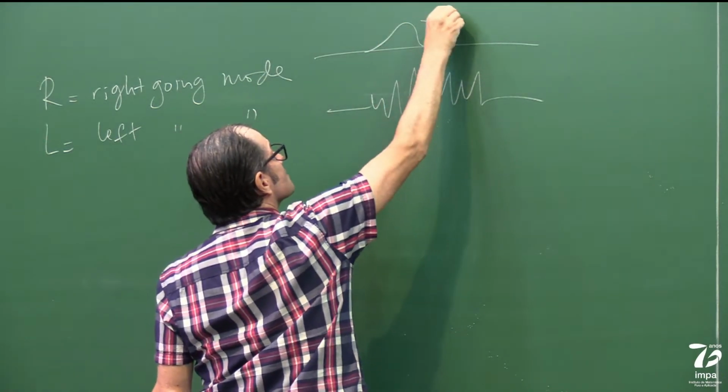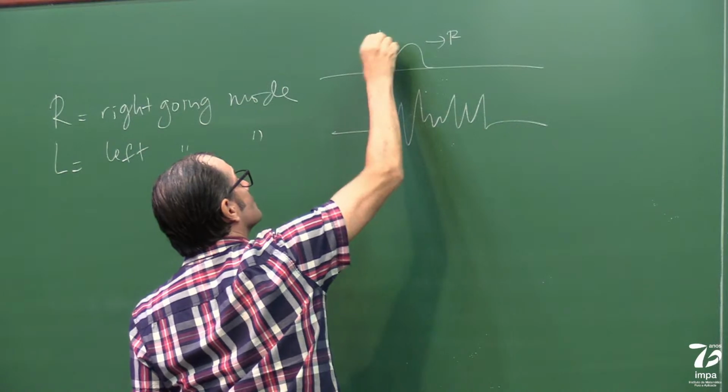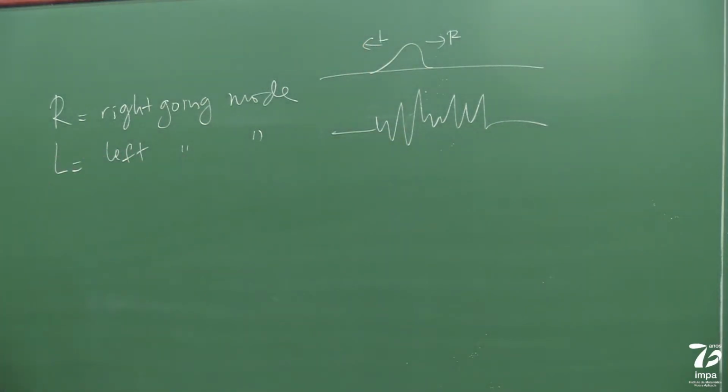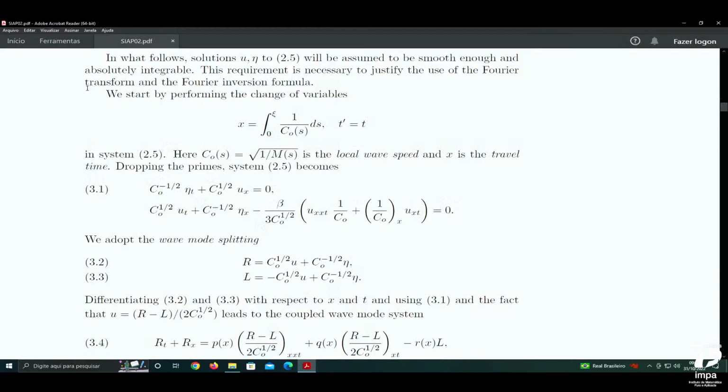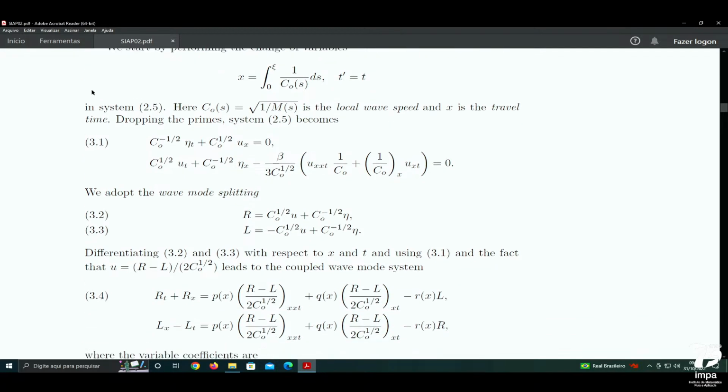So this is R, this is L, because there's reflection and transmission. How do I convince you about that? Well, you're going to see in just a second. So we do that change of variables. I'm not going to show it to you in all detail. We see some of this in other courses. And then look at this equation here, 3.4, which is about to appear.